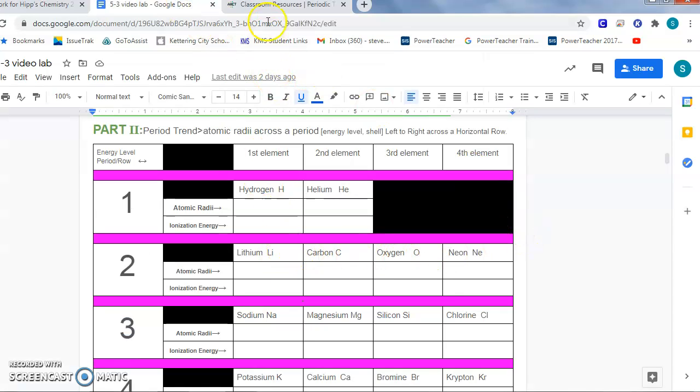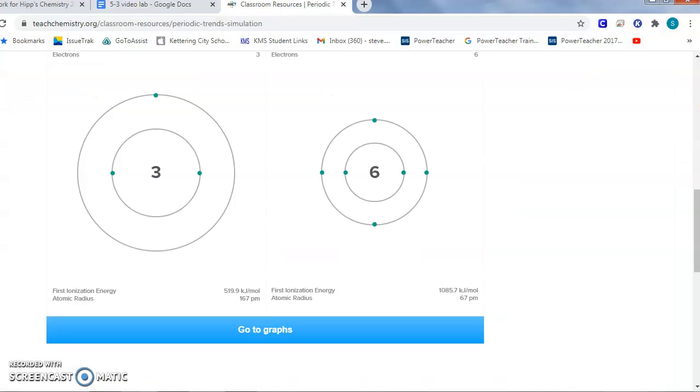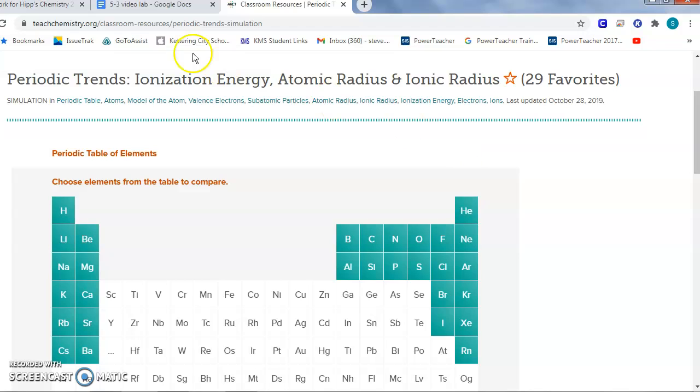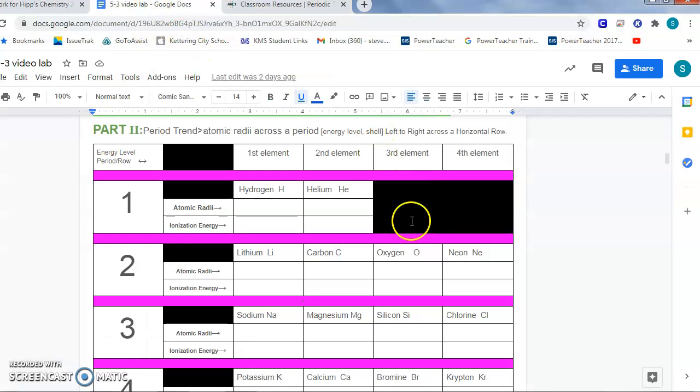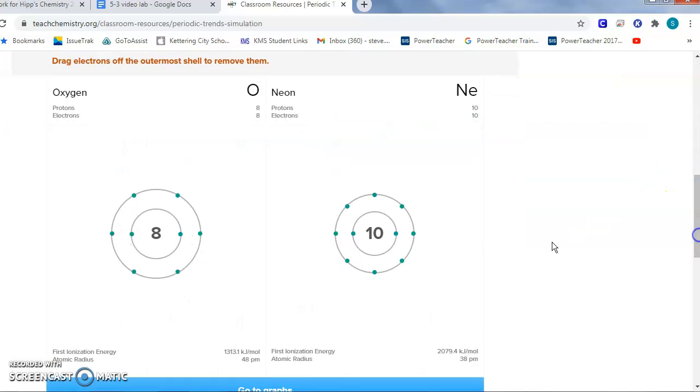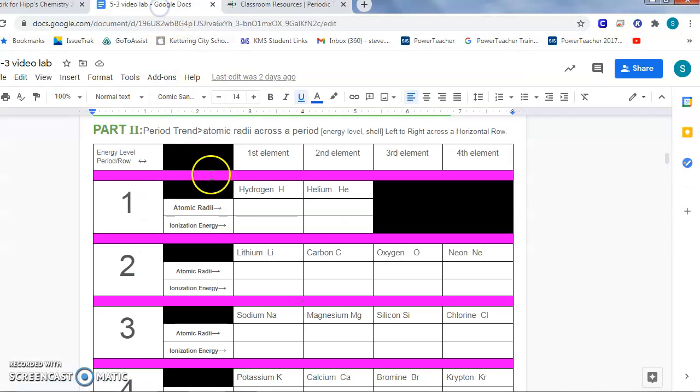After we do lithium and carbon in the second row, we're then going to reset right here. And then we are going to be taking a look at oxygen and neon. We're not doing them all. We're going to do oxygen and neon next. And we will write that down. Now, when you do all four of those, on the second period, we've done lithium, carbon, oxygen, and neon.